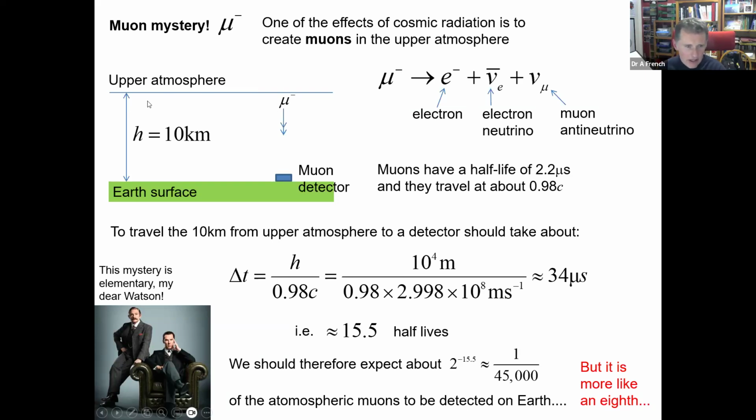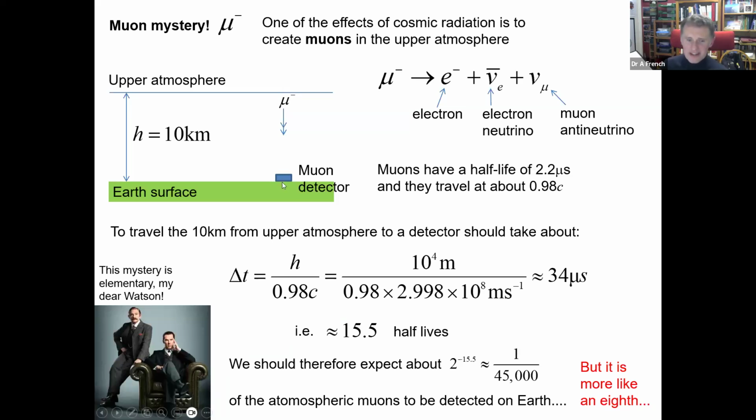Well, that's 10 kilometers divided by the speed. That's about 34 microseconds. So that's 15.5 half-lives, right? So if you were to look at a detector in the upper atmosphere and one near the surface, you got 15.5 half-lives. So we divide the muon flux by 2 to the power of 15.5, about a factor of 45,000, and that's what we should get on Earth, right? So in 15.5 half-lives, not much, 1/45,000th of the amount of muons in the upper atmosphere should end up on the Earth's surface, right?